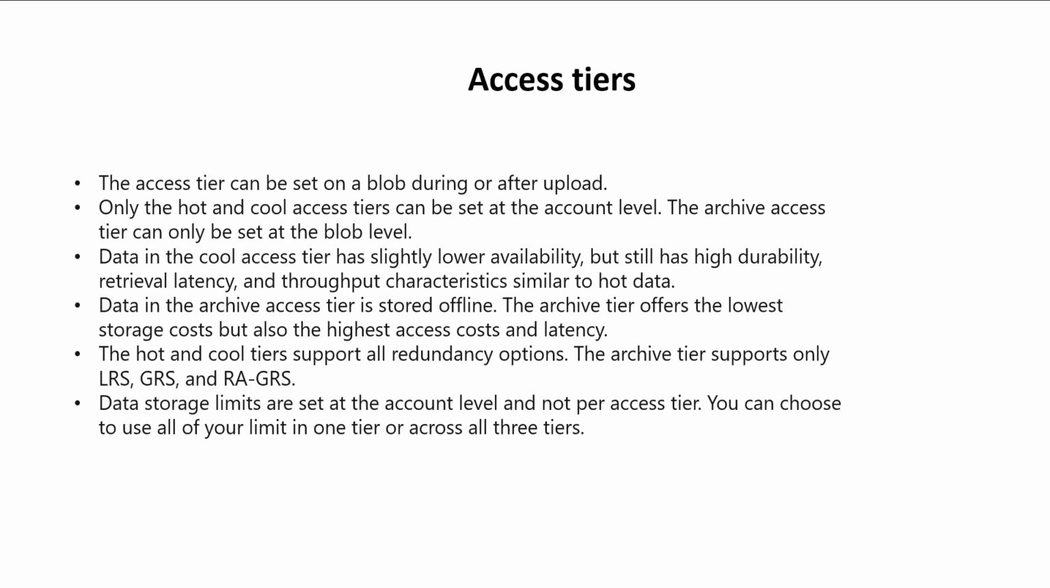Data in the archive access tier is stored offline. The archive tier offers the lowest storage cost but also the highest access cost and latency. The hot and cool tiers support all durability options. The archive tier supports only LRS, GRS, and RA-GRS. Data storage limits are set at the account level and not per access tier. You can choose to use all of the limit in one tier or across all three tiers.